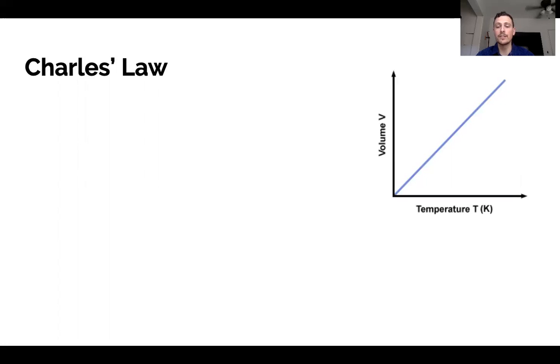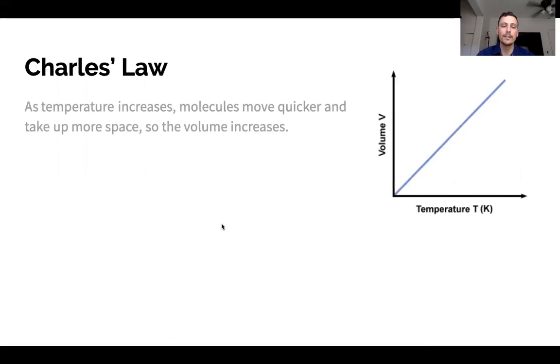So Charles's law relates volume of a gas to the temperature of a gas. So as the temperature increases, right, as the molecules of the gas increase in temperature, that means that their movement is also increasing. They're moving around quicker and quicker. And as the molecules move around quicker and quicker, hitting each other and hitting the walls, they take up more space because they're moving further and further apart with more speed. So if they're taking up more space, space is measured with volume, the volume would increase.